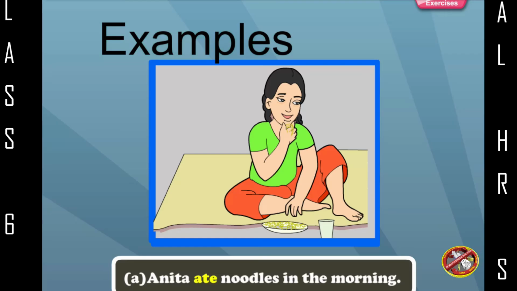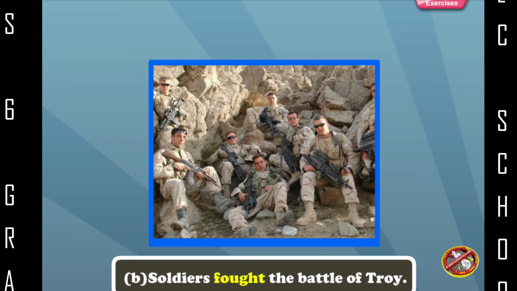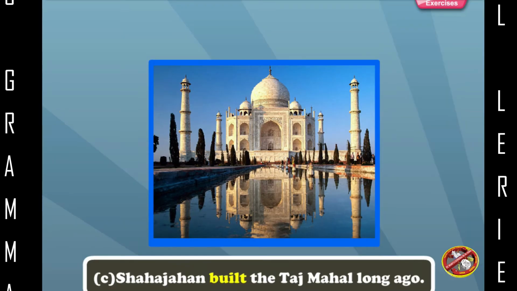Examples. Anita ate noodles in the morning. Soldiers fought the Battle of Troy. Shah Jahan built the Taj Mahal long ago.